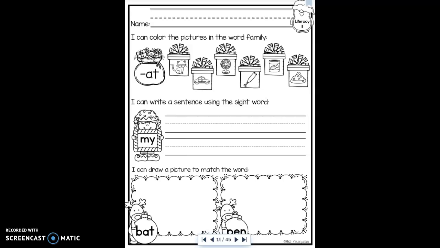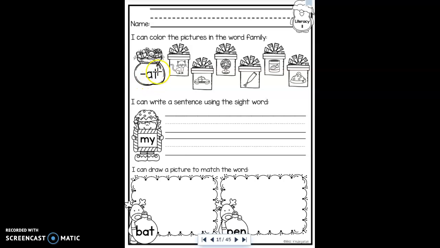Good morning. Please take out your morning work folder and turn to page 11, the penguin with the 11 on his tummy. We're going to be doing a slightly different thing today. Our instructions are a little bit different, so it's important that you watch the video so you know what to do. So let's begin. It says, I can color the pictures in the word family.